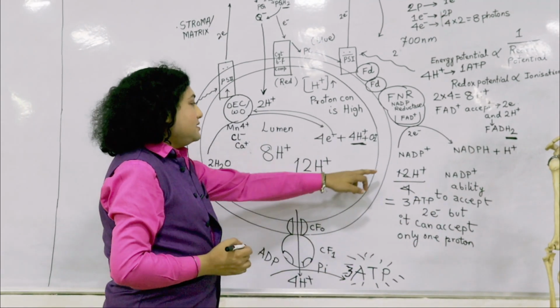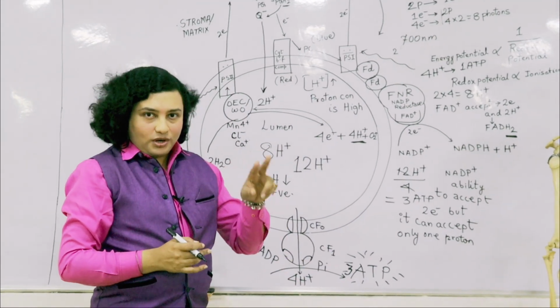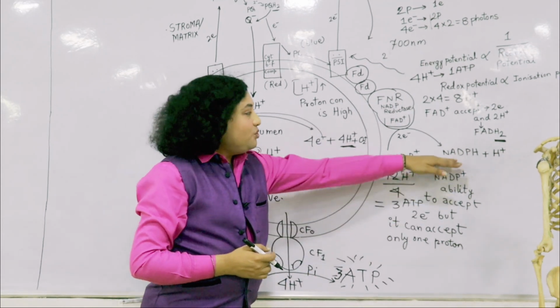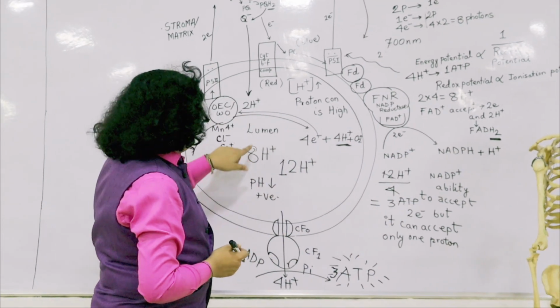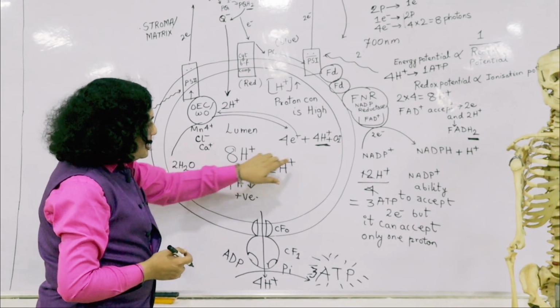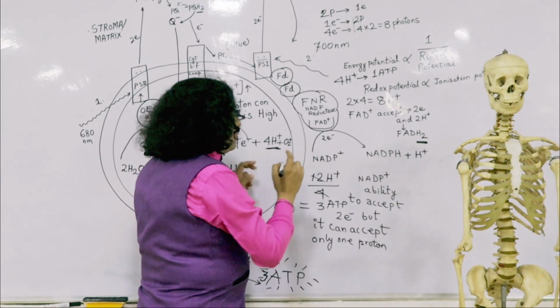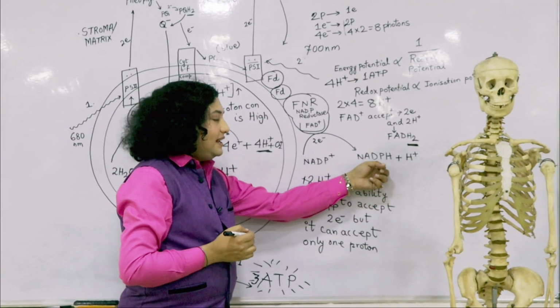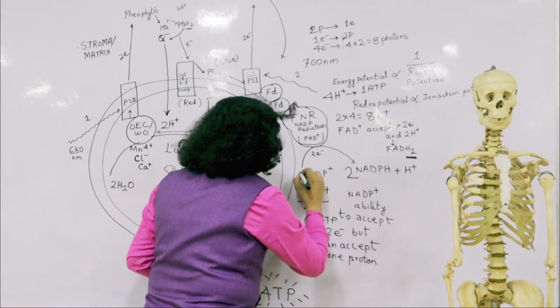And just now I discussed NADP plus. 1 NADP plus is going to receive 2 electrons and only 1 proton, and 1 proton is remaining as proton gradient. So when one water molecule is broken down, or photolysis takes place, there is release of 4 electrons. That means for 2 electrons there is formation of 1 NADPH. For 4 electrons there will be formation of 2 NADPH.